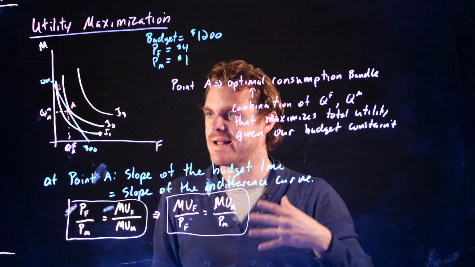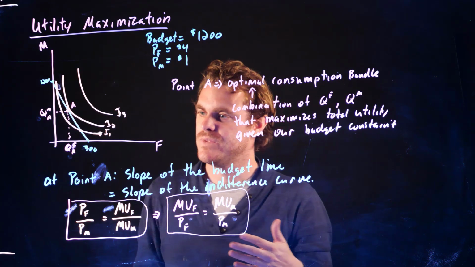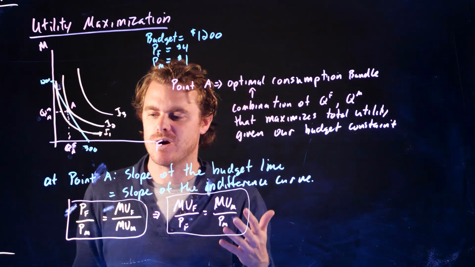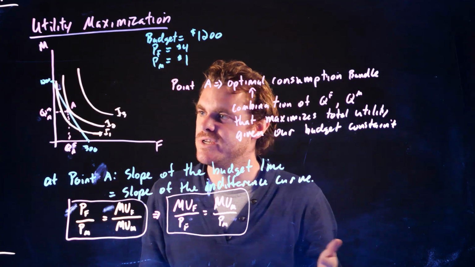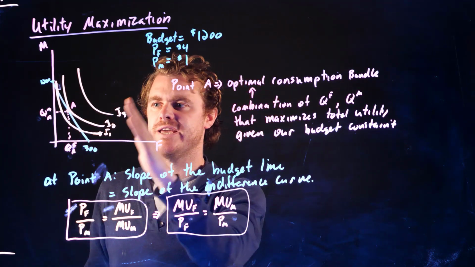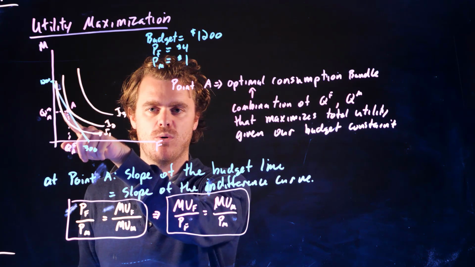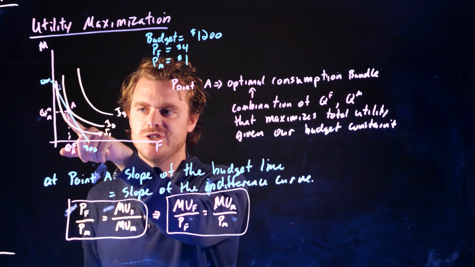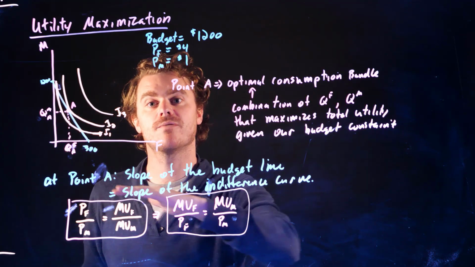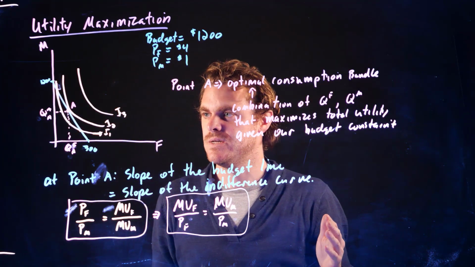Now let's go back and think of those two different things that could happen to our budget constraints. We're going to assume our preferences don't really change, but maybe our income would change, and that would change point A, the optimal consumption bundle, if our income changed, or if the price changed. So let's take a look.